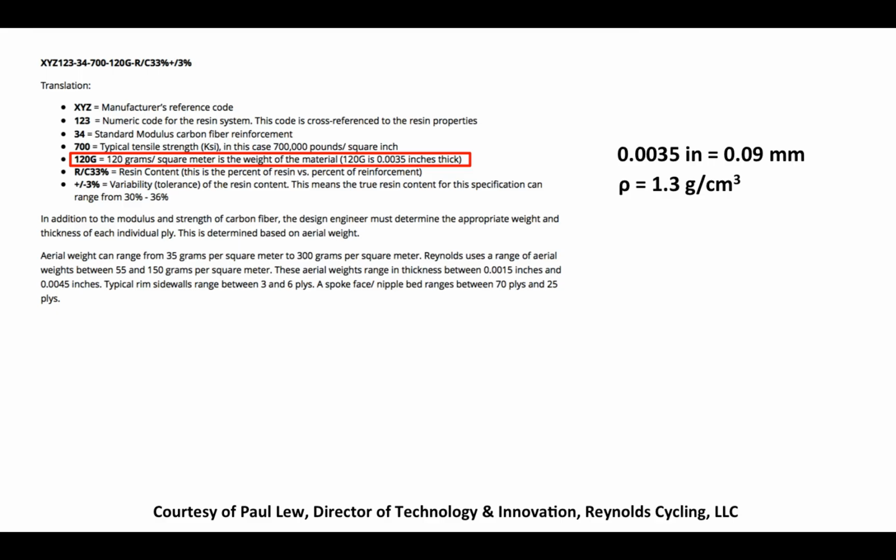If I calculate the density, I get 1.3 grams per cubic centimeter. This line is telling me the percent of resin in the prepreg, so approximately 1/3 of the mass of the prepreg is due to the resin, and the other 2/3 being the carbon fiber filaments themselves.